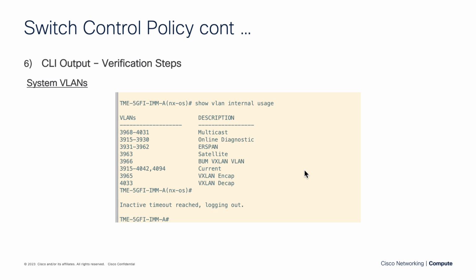Okay, so another verification you can do is actually look at your system VLANs. Within the NX-OS menu, if you do a show vlan internal usage, you can see that your 3915 to 4042, plus the last VLAN 4094, is actually being used. That's currently configured as your system VLANs.